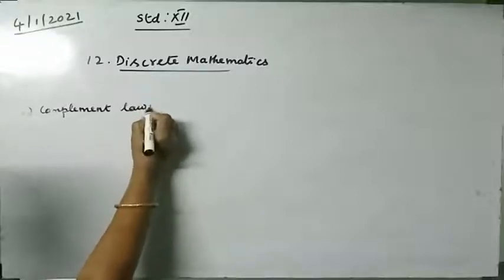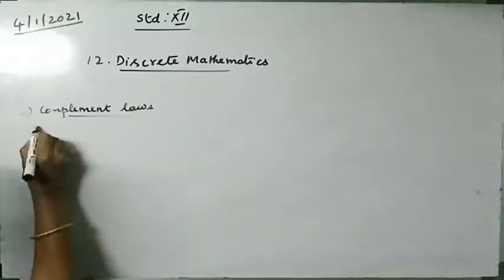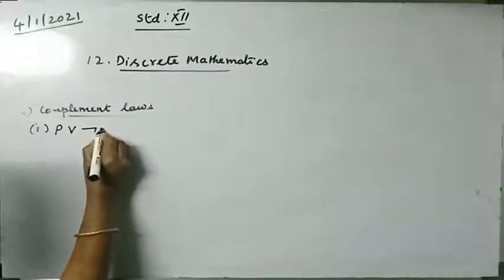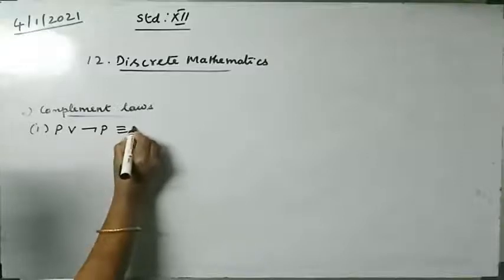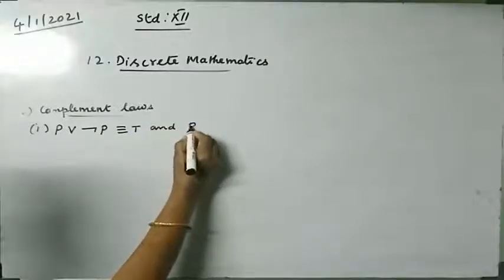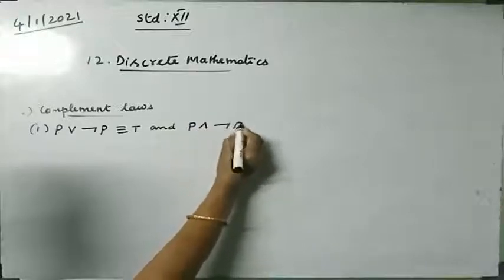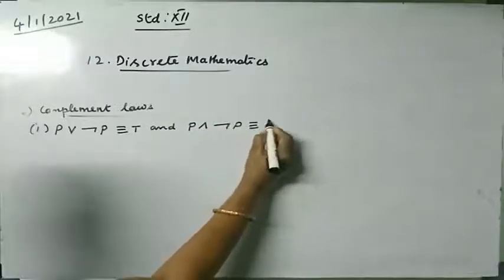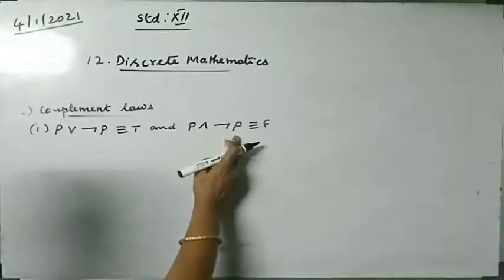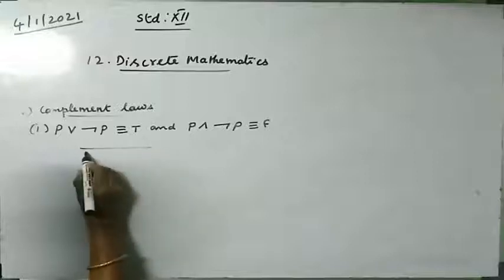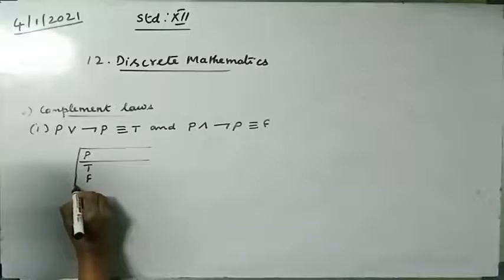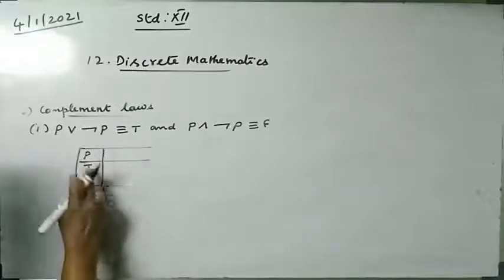Complement laws ரெண்டு law இருக்கு. அதுல first one is P or negative of P is equivalent to true, and P and negative of P which is equivalent to false. See, take this one, let us prove. Okay, so only P is there, so true, false. ஏன்னா எல்லாமே நம்ம வந்து ஆறுங்கிறத மட்டும் எடுத்து prove பண்ணுறோம்.